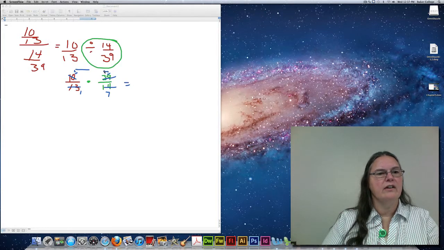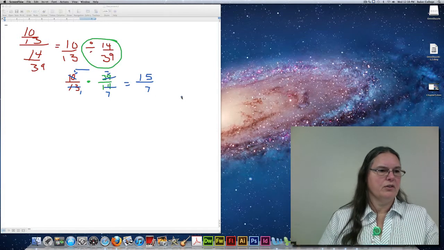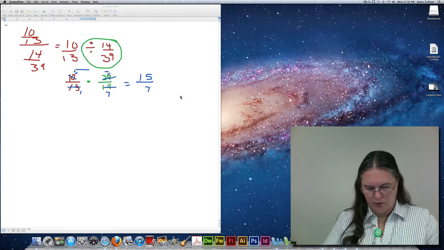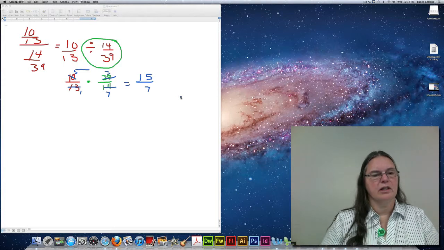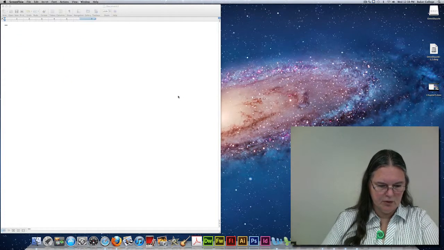So now what I have is 3 times 5 is 15, and 7 times 1 is 7. Now this is a state we'll leave it in because it's pre-algebra and we use our numbers this way. It can be converted into a mixed number, but we won't take the time to do that.